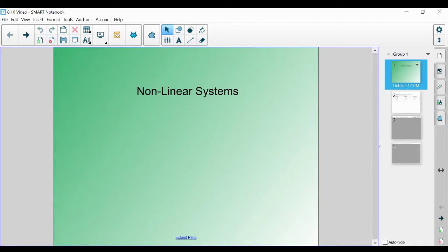So today we are going to be talking about what are called non-linear systems. Now, previously, going back earlier in the year, we talked about solving systems of equations, and we had two linear equations. Now that we've talked about quadratic equations, let's connect linear and quadratic together. We're going to be talking about non-linear systems.